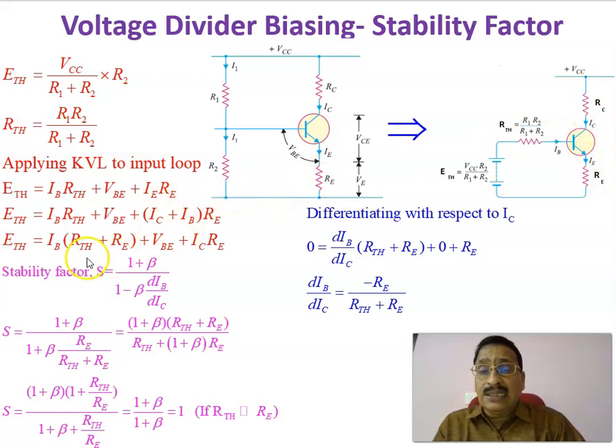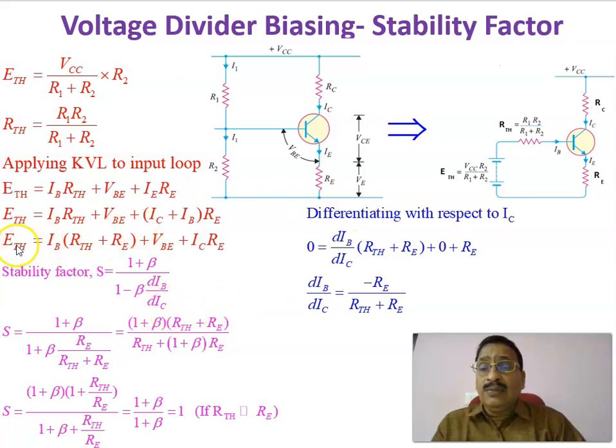In this equation, we are not neglecting; we are substituting IC plus IB itself, and IB is taken together with RTH, giving ETH equal to IB into (RTH plus RE) plus VBE plus IC into RE. Now we are going to find dIB by dIC, because the stability factor is given by S equal to (1 plus beta) divided by (1 minus beta dIB by dIC). Therefore, we have to find dIB by dIC, the change in IB with respect to IC.